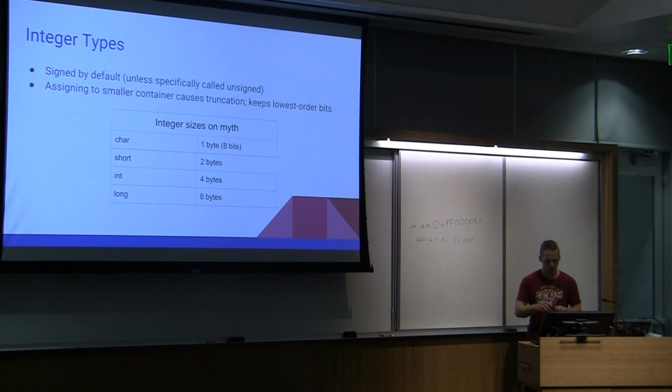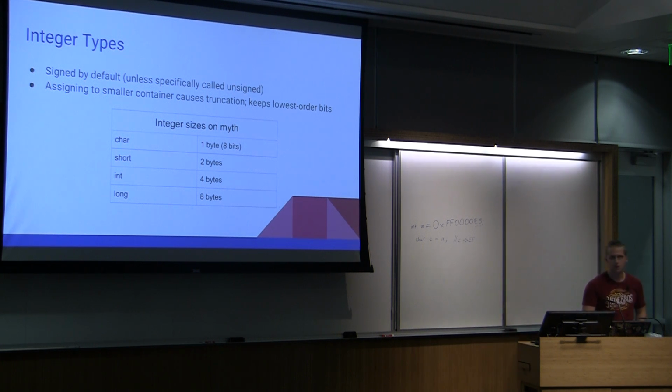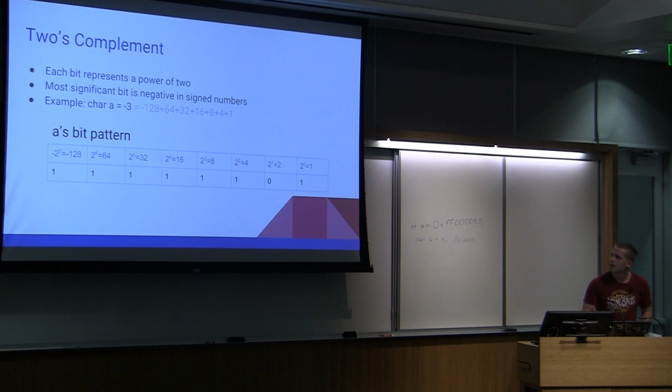It's just thrown away. So no matter what integer types you're assigning, you always just chop off the left part that doesn't fit into the container. Okay, does that make sense? Any questions on truncation? Okay, so let's go on.